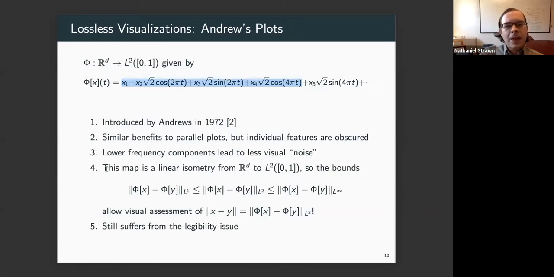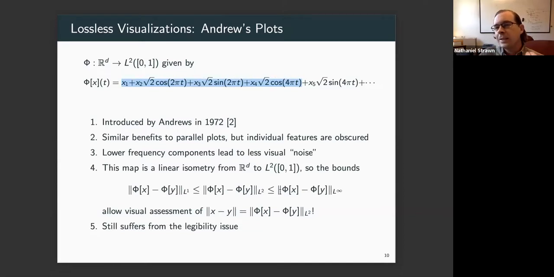One thing that Andrews did note is that this is actually a linear isometry from R^D into L2[0,1]. So this map will take data and preserve distances, but now in an L2 sense. The L2 distance between functions, if you are a hardcore electrical engineer, you might be able to look at two functions and visualize their energy difference. Or maybe you have an intuition for that. I do not. The L2 distance is actually kind of weird.